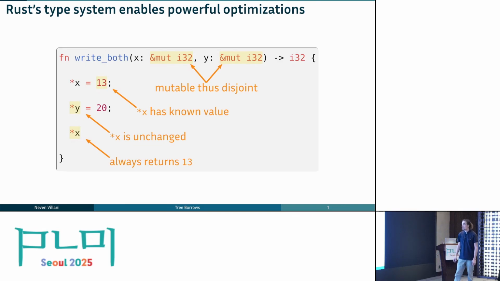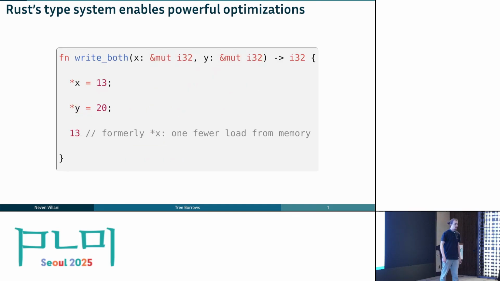All of this is only local reasoning based on type information, so the compiler has access to all of this reasoning. And in fact, the compiler will apply this optimization and replace the load of x with a constant 13, making the function more efficient. Now remember that the correctness of this optimization relies on the disjointness of x and y. So how does that work?